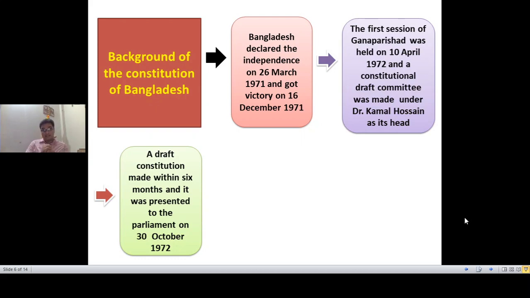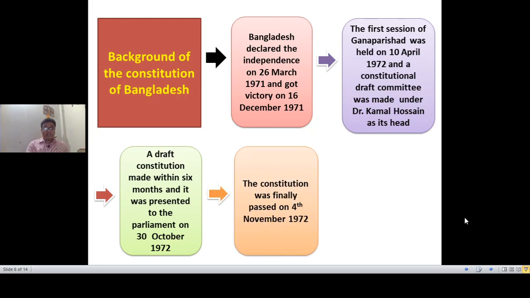After 6 months, the draft constitution committee placed the proposed constitution in parliament on 30 October 1972, and this is another piece of information about making the constitution of Bangladesh. The next information is that the constitution was finally passed on 4 November 1972, after 10 months from our independence. Bangladesh was able to make a beautiful, good constitution, and this constitution was passed on 4 November 1972.